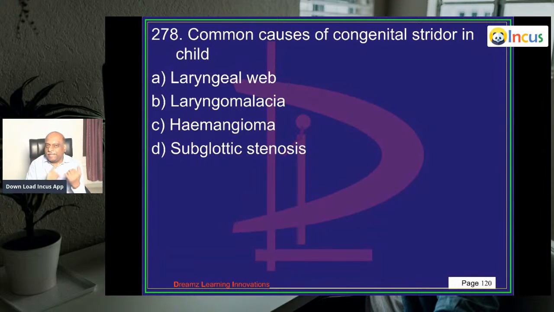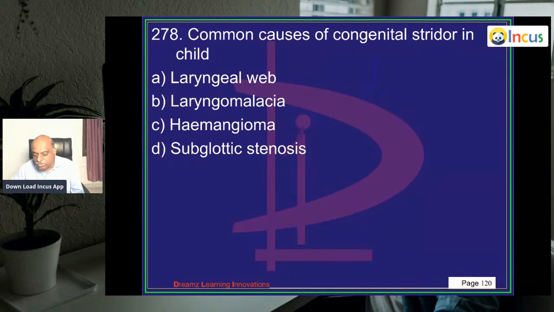Wide fixed splitting and pulmonary hypertension leading to reversal of the shunt. Ostium secundum developing right axis deviation and primum developing left axis deviation is the favorite question of the examiner in ASD.